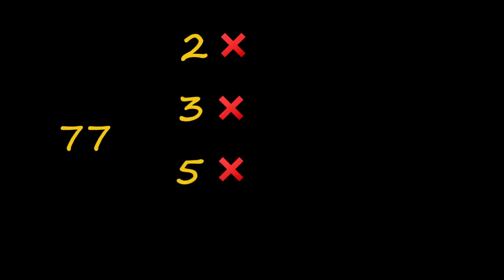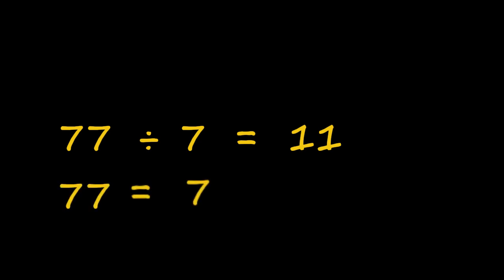Why primes matter for cryptography? Now let me show you why all of this matters for zero-knowledge proofs and cryptography. Imagine I give you the number 77 and I ask you, what are its prime factors? You might try, is it divisible by 2? No. By 3? No. By 5? No. By 7? Yes. 77 divided by 7 equals 11. And 11 is also prime. So 77 equals 7 times 11. That was not too hard.